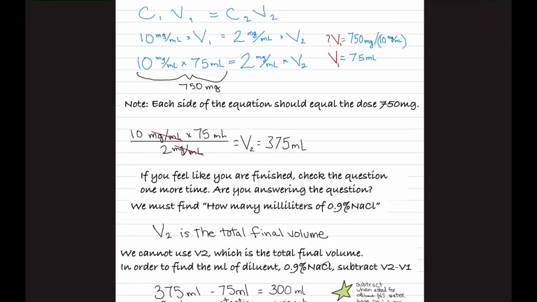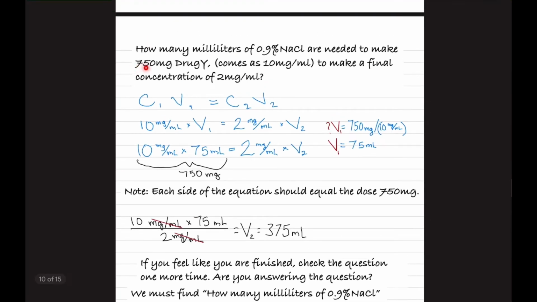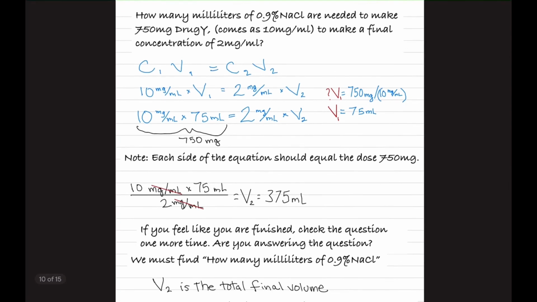Now, since we know V1 is 75 milliliters, we can plug it in for V1 here. If we multiply the left-hand side, we get 750 milligrams, just like what we were already told, the dose of drug Y is 750 milligrams. Note that each side of the equation should equal the dose, 750 milligrams.